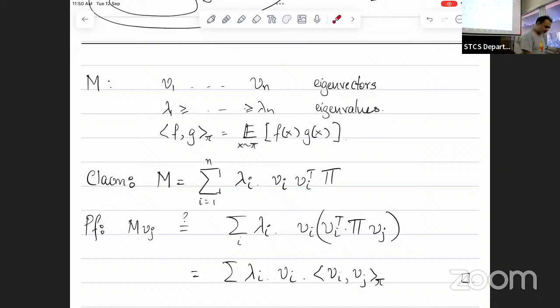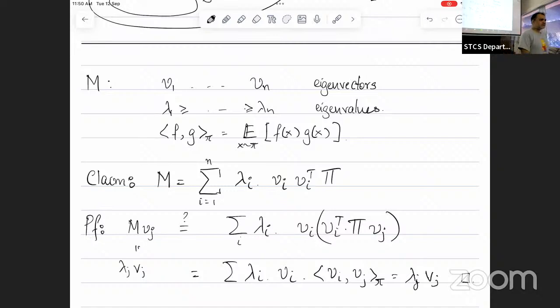We know that the Vi's and Vj's are orthonormal. So if i is equal to j, then this is 1, but if i is not equal to j, this is 0. So the only term that survives is the i equal to j term, which equals lambda_j Vj. And that's also what the left side is supposed to be, because Vj was the eigenvector for M. So the left hand side and the right hand side match for all these vectors. Therefore, this is the same.